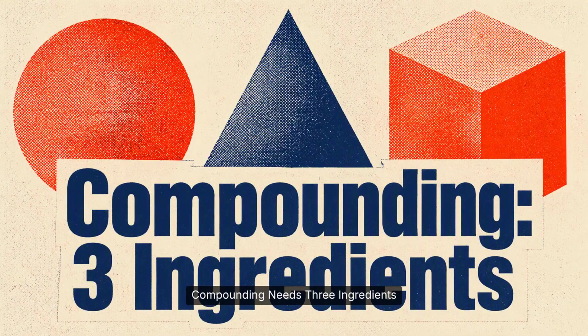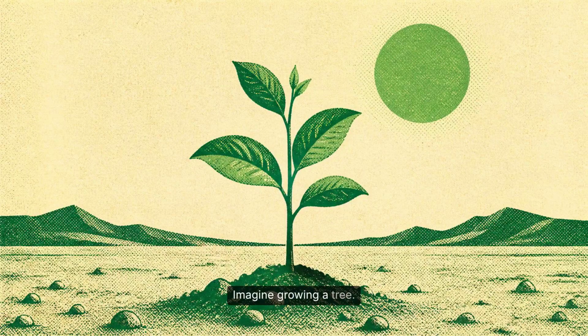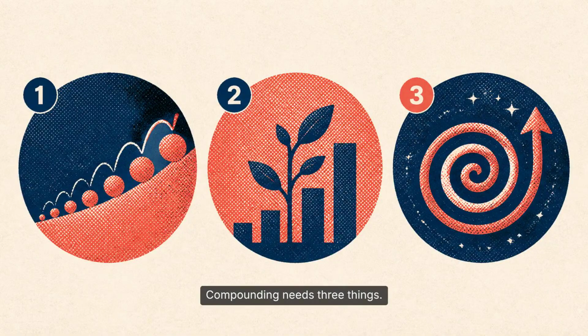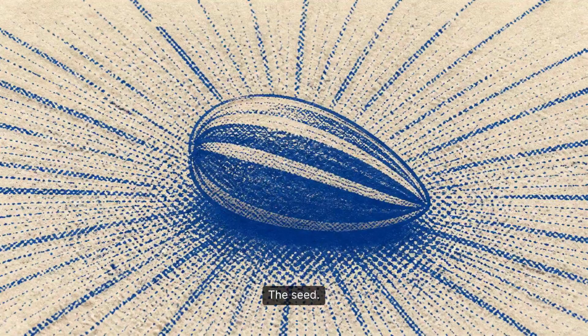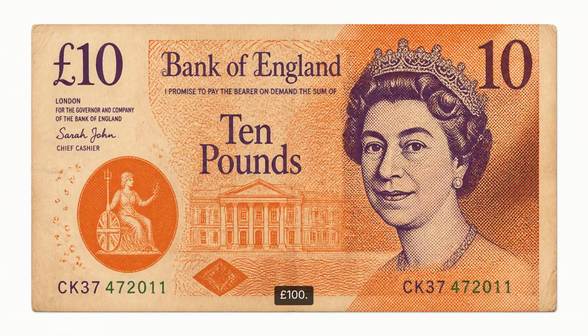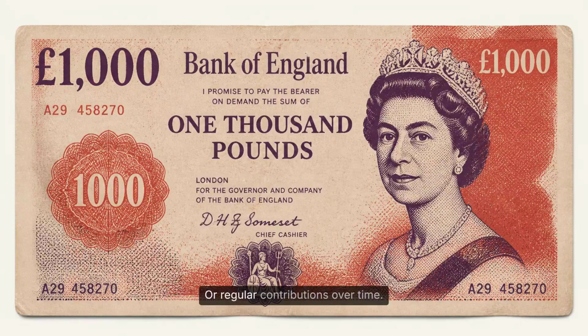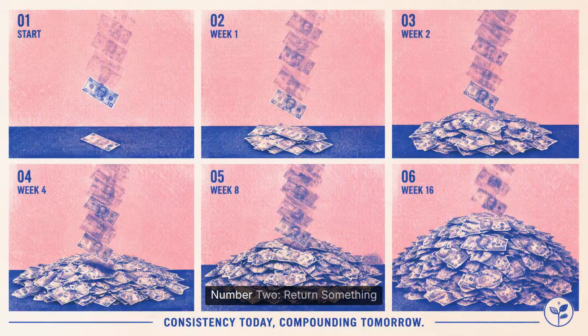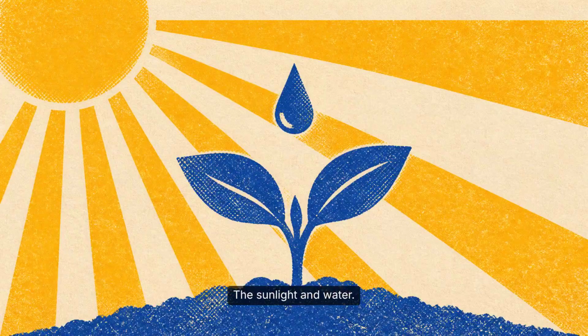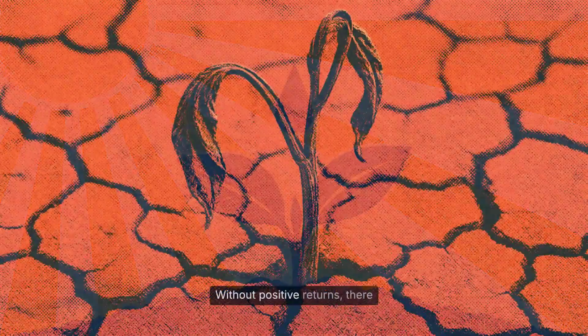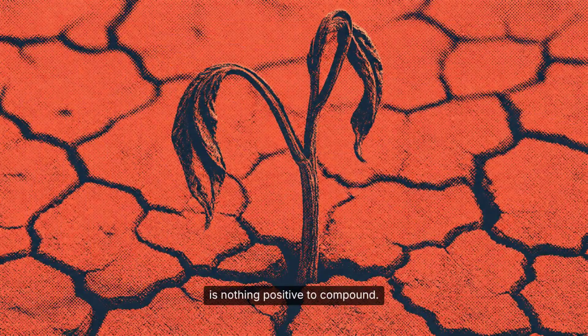Compounding needs 3 ingredients. Let's simplify everything we've discussed. Imagine growing a tree. Compounding needs 3 things. Number 1, capital. You need something to start with, the seed. That might be 10 pounds, 100 pounds, 1,000 pounds, or regular contributions over time. Number 2, return. Something needs to create growth, the sunlight and water. Without positive returns, there is nothing positive to compound.